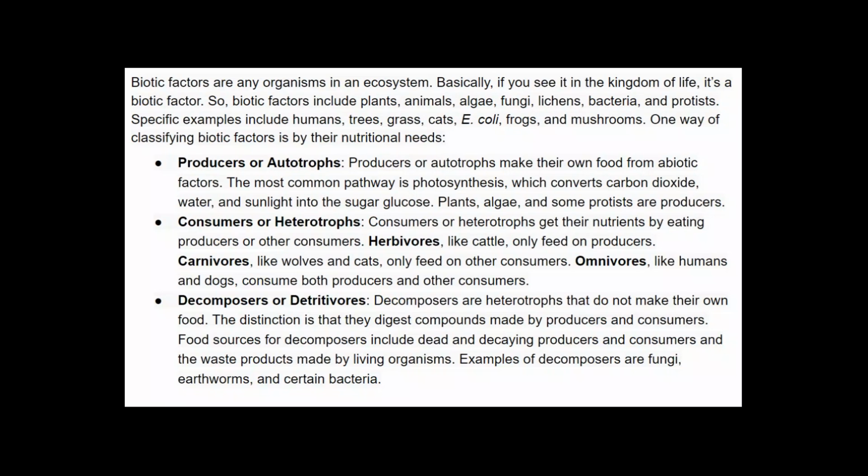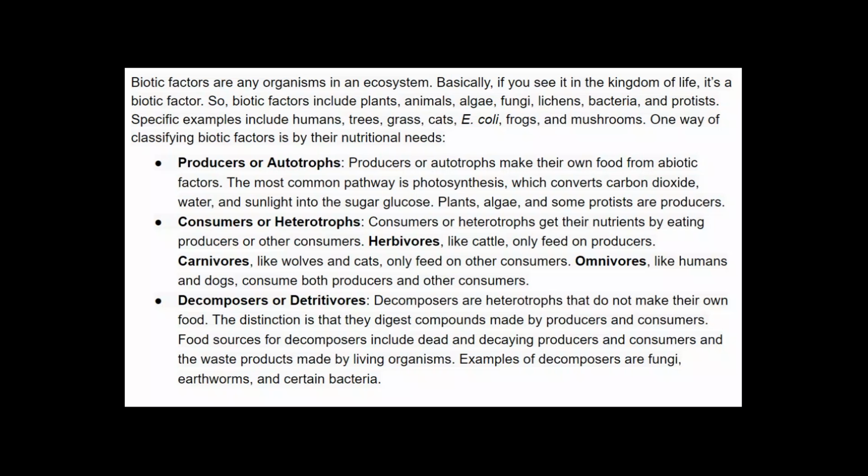So, biotic factors are any organism in an ecosystem. Basically, if you see it in the kingdoms of life, it's a biotic factor. So, biotic factors include plants, animals, algae, fungi, lichens, bacteria, and protists. Specific examples include humans, trees, grass, cats, E. coli, that's a bacterium, frogs, and mushrooms. One way of classifying biotic factors is by their nutritional needs. So you have to pay attention to these.